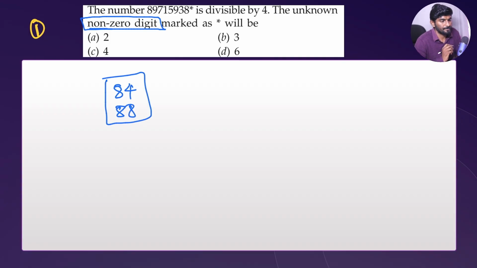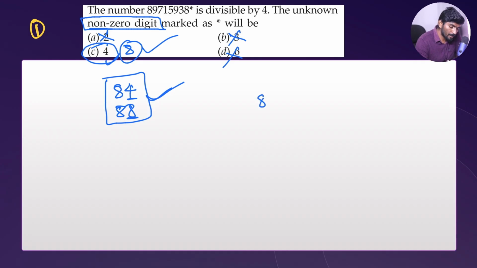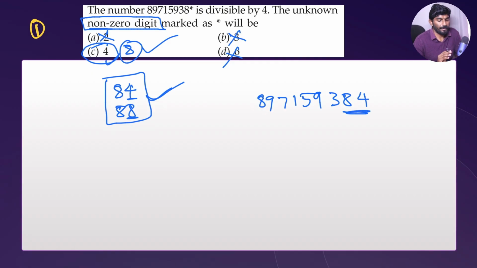That's it. Got the clarity? Is there any option here matching with this number? 2 is not matching, 3 is not matching, and 6 is not matching, only 4 is matching. Maybe here it will be 8 also, then this also will work out. But there are only 2 options, so the final number will be 8971593884.